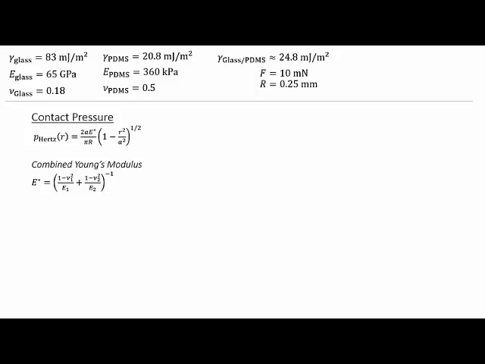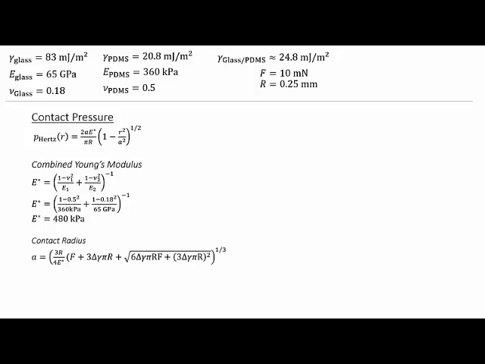To calculate the combined Young's modulus, we plug in our Poisson's ratio and Young's moduli from our two materials to find 480 kilopascals. Now we'll find our contact radius A. You'll notice that this is not our Hertzian contact radius. This is because the presence of adhesion changes the shape of the contact. We have R, E star, and F, but we don't have any delta gamma.